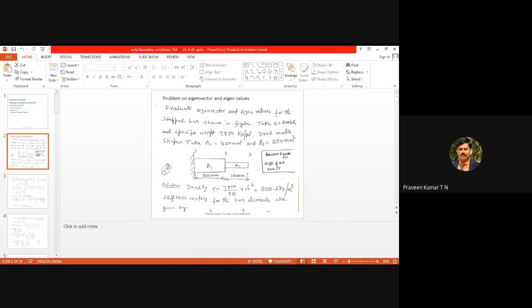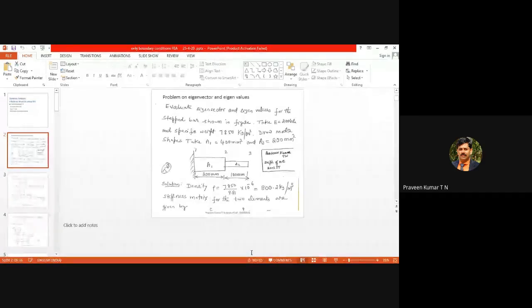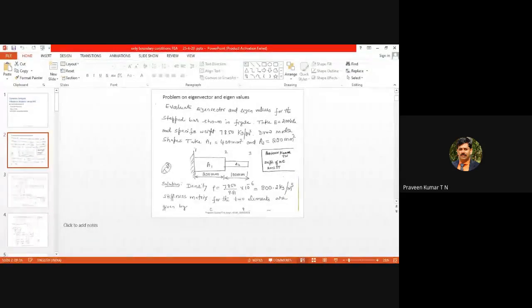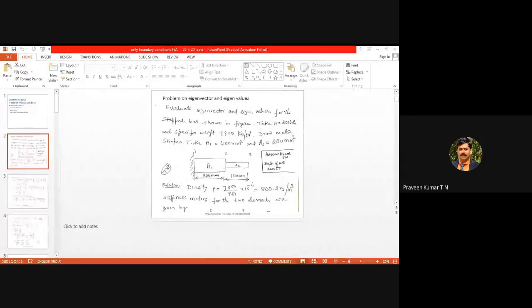I think you are familiar with it. Is the PPT visible now? Because I opened the new file. I hope it is visible. Yes or no? Is the PPT visible now? Gautam or Chetan? Yes, sir.